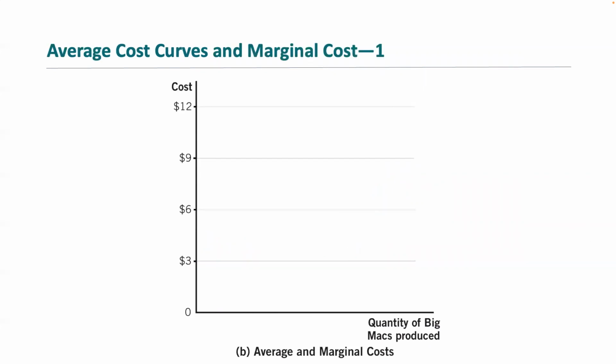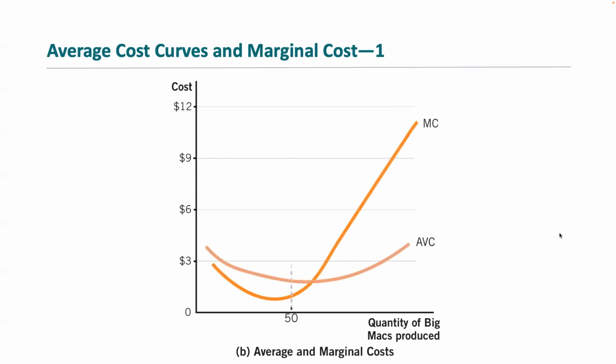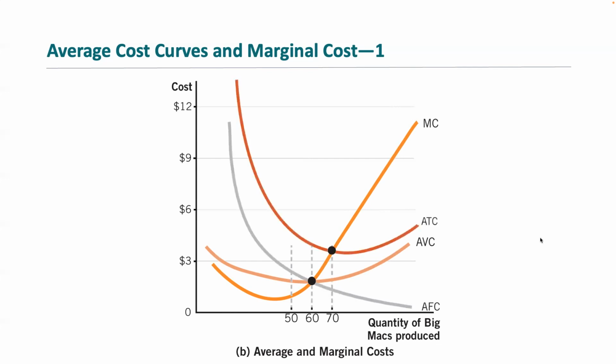Now, this slide is going to show you our average cost curves and our marginal cost. So you can see here, we have our marginal cost curve. Then we have our average variable cost curve, and our average total cost curve that we're going to add in here. So we have fixed costs, and then we have total cost. These graphs can be very overwhelming, but if we take it point by point, it's not so bad. Our marginal cost curve is going to show us those adjustments from one additional production unit, or one additional Big Mac.